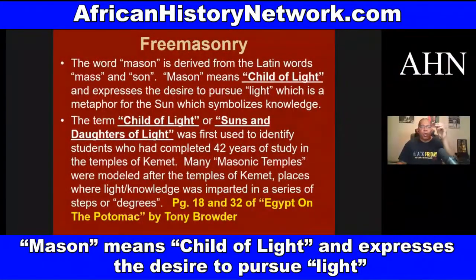So the term child of light or sons and daughters of light was first used to identify students who had completed 42 years of study in the temples of ancient Kemet. Check out pages 18 and 32 of Egypt on the Potomac by Tony Browder. Fantastic book.